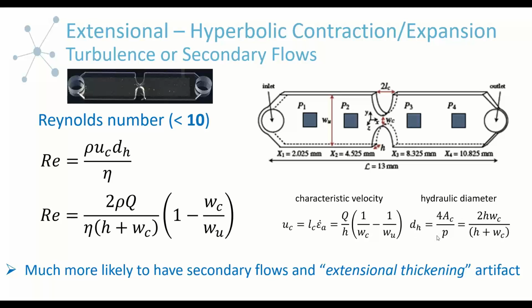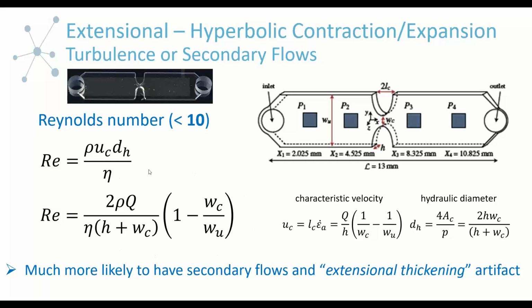Hydraulic diameter is defined in the same way, in terms of the cross-sectional area divided by the perimeter, but now we're focusing in on this constriction width rather than just the channel width. And then the characteristic velocity now is related to the length scale associated with the constriction, the length of the constriction here, and then the extensional rate. The extensional rate is just related to the velocity gradient that you have, which is now parallel to flow as you enter this constriction.